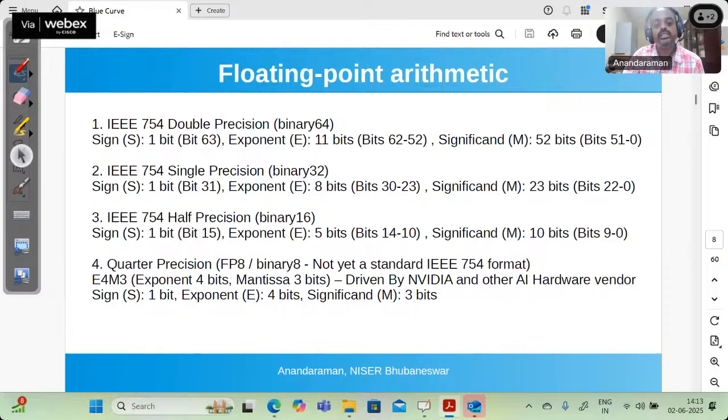Now, floating point arithmetic. There are actually four types. Three are recognized by IEEE 754; the fourth is still in process. They are double precision, single precision, half precision, and quarter precision. Double precision means each floating point number is represented in 64 bits. Single precision means 32 bits. Half precision means 16 bits. Quarter means 8 bits. Usually all scientific applications require double precision, but for machine learning and other things, even half or single precision is good enough.